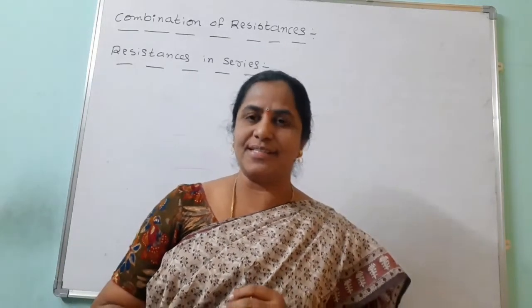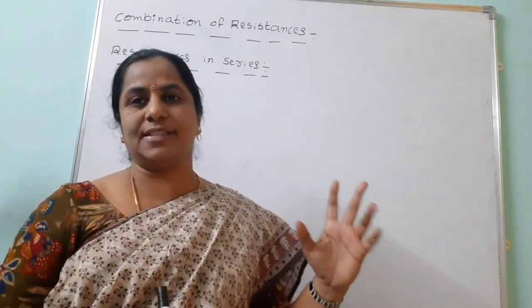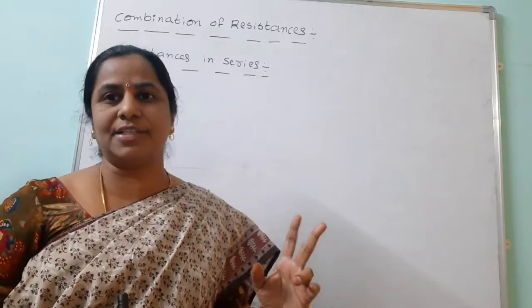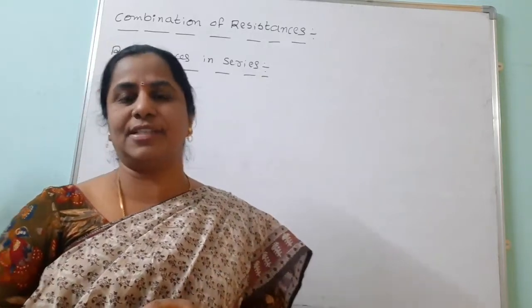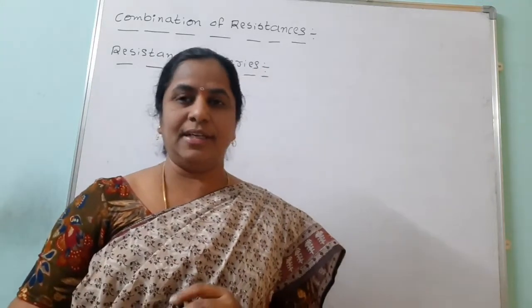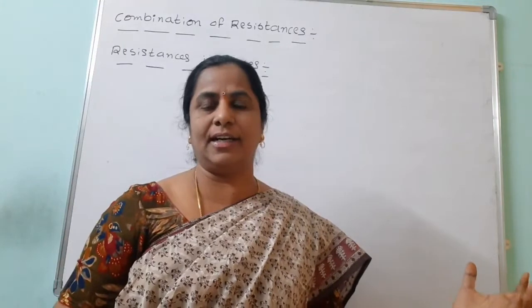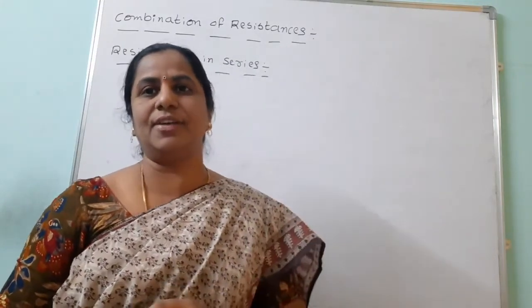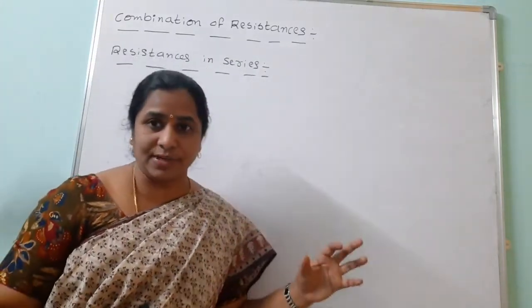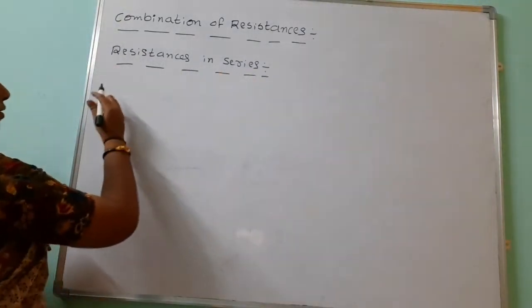Today we are going to discuss the combination of resistances. There are two types of combinations: one is the series combination of resistances, and another one is the parallel combination of resistances. In our daily life, for electronic devices, for controlling the electric current, we are using these combinations of resistances. First of all, we are going to discuss what the resistances in series combination are.